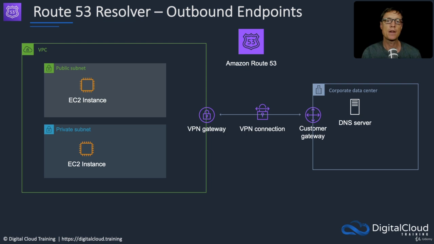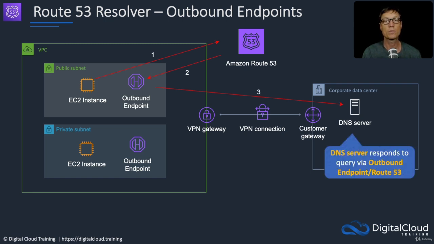So Route 53 can be configured with an outbound endpoint. What this means is when an EC2 instance actually goes to Route 53 looking up some specific records which are in your company DNS server, it will pass the request to the outbound endpoint, and the outbound endpoint is configured to connect to your DNS server on premises. The DNS server on premises will then respond to the query via the outbound endpoint and Route 53. So you get the result.